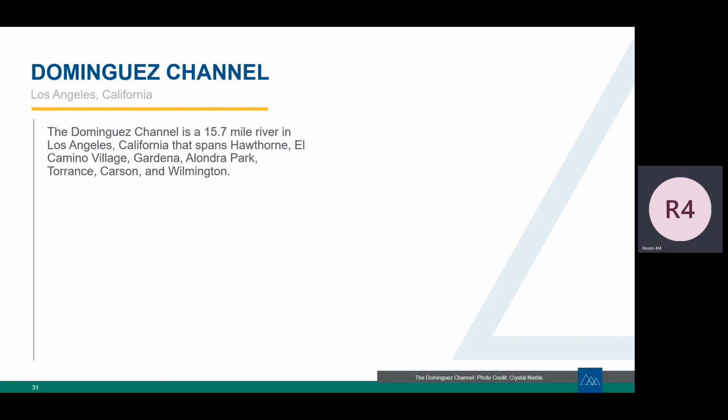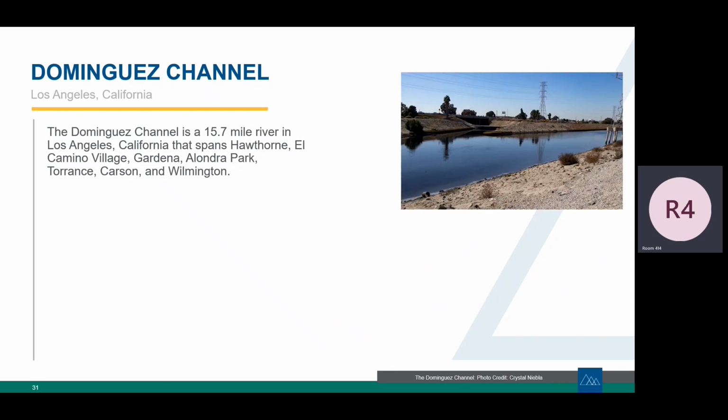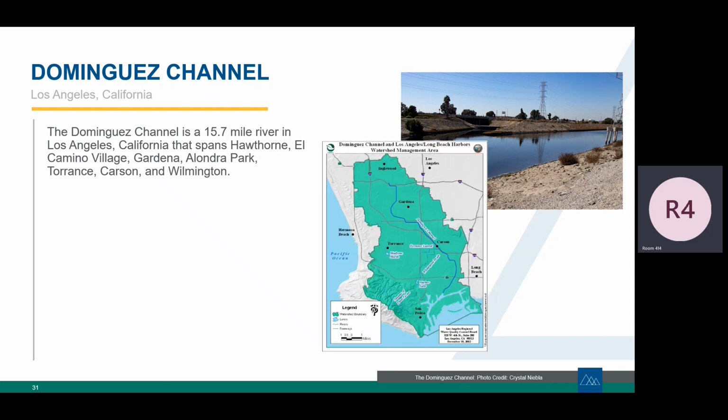The odor complaints seem to be centered around the Dominguez Channel. October 8th, 2021 was the first time I ever heard of the Dominguez Channel. Perhaps you haven't heard about it either. So here's what it is. It is a 16-mile-long river that goes through Los Angeles. It spans Hawthorne, El Camino Village, Gardenia, Eldorado Park, Torrance, Carson, and Wilmington. And here is a picture of Dominguez Channel. Here's a map showing the path that it takes.